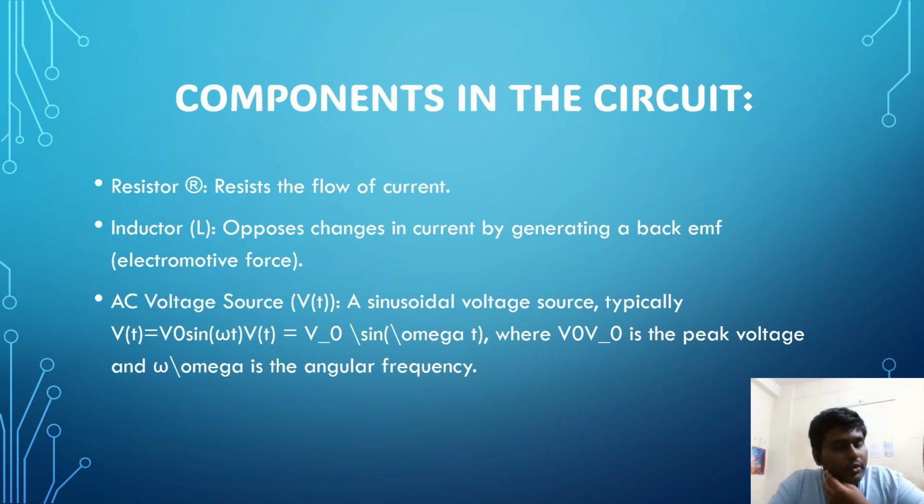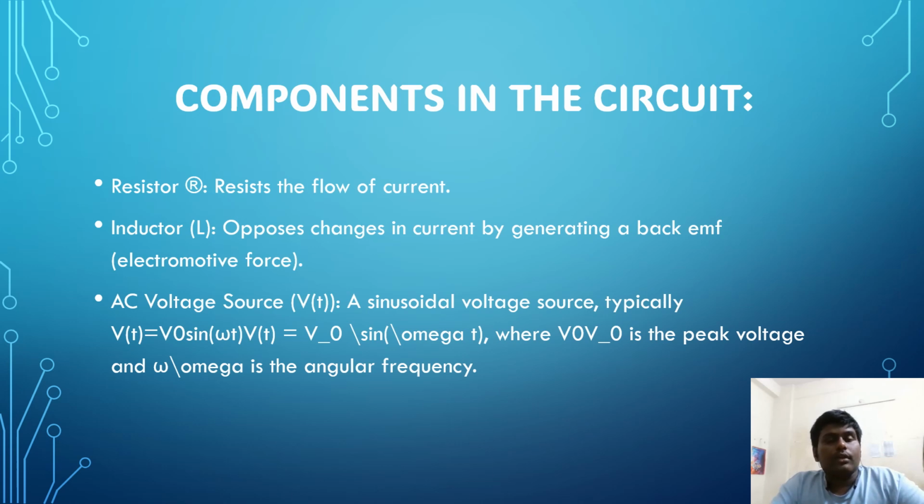Now I'm going to explain the components present in the series RL circuit. It contains a resistor, and we know the property of the resistor, which resists the flow of current, an inductor, which opposes the sudden change in current, and an AC voltage source.